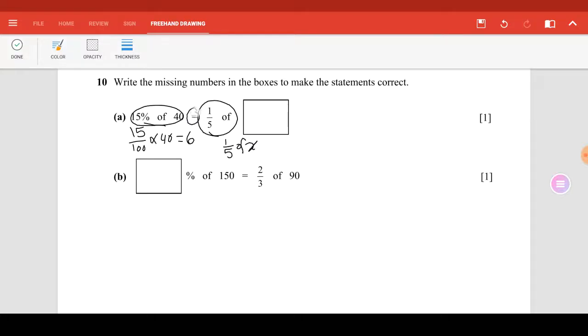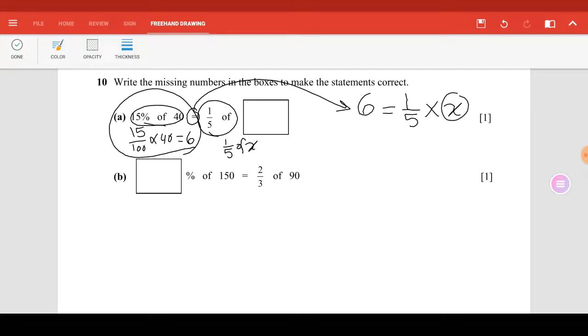So now we will make a new equation. The left hand side gives us 6, the right hand side 1 over 5 multiplied by an unknown number. So now you can do it as an equation. Multiply by the 5 on the other side, so x will be 30.